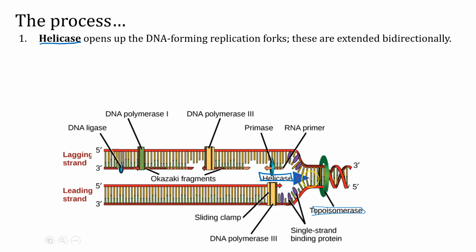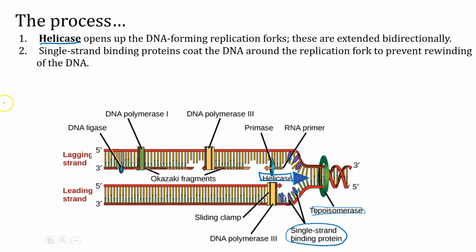Now, these two single strands of DNA are going to want to jump right back together again right after they've been cut. So they actually get coated with these things called single strand binding proteins. They're just these little proteins that bind here that keep the two strands from coming back together after helicase has cut them. So that would be the next step in the process. The single-stranded binding proteins coat the DNA.